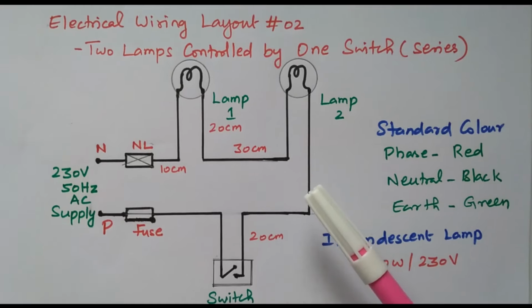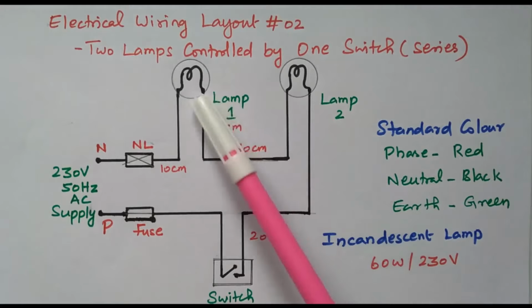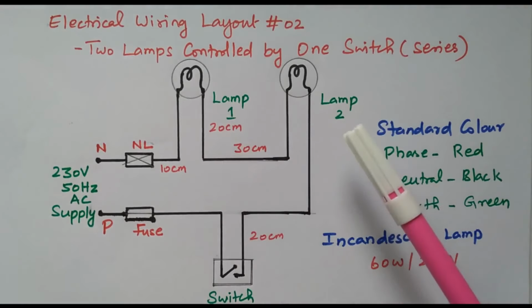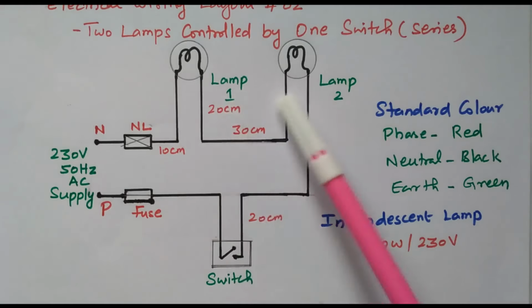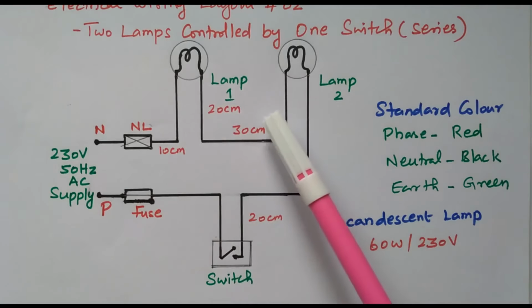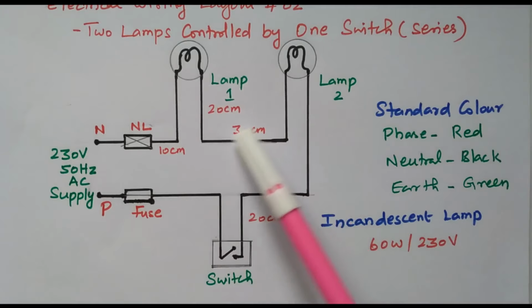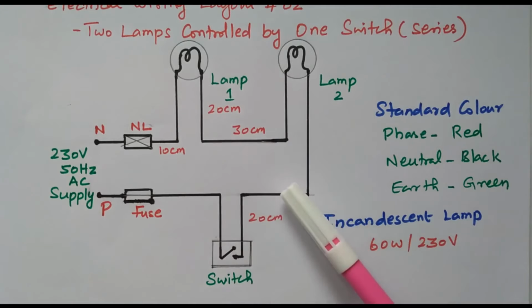So we need to control two lamps. We have two lamps available, lamp 1 and lamp 2. They are controlled by only one switch. These lamps are connected in series. We can connect in parallel also, but in this topic it is connected in series. So lamp 1 and lamp 2 are controlled by one switch.